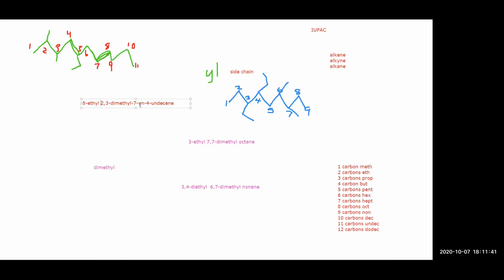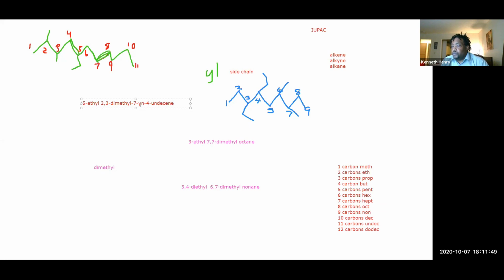I'm just going to clarify real quick. So E is double bond and YNE is triple bond, right? Okay. But when you write it like that, you drop the E on the YN. What about alphabetic order though?